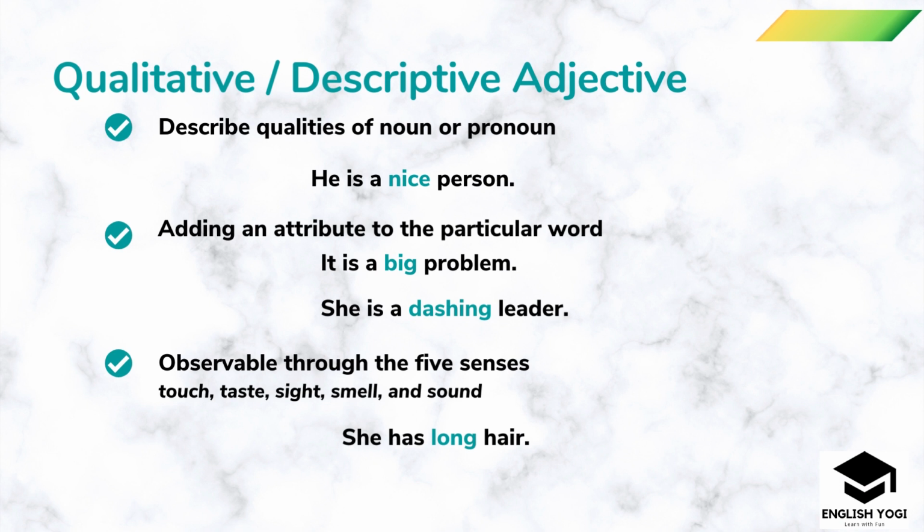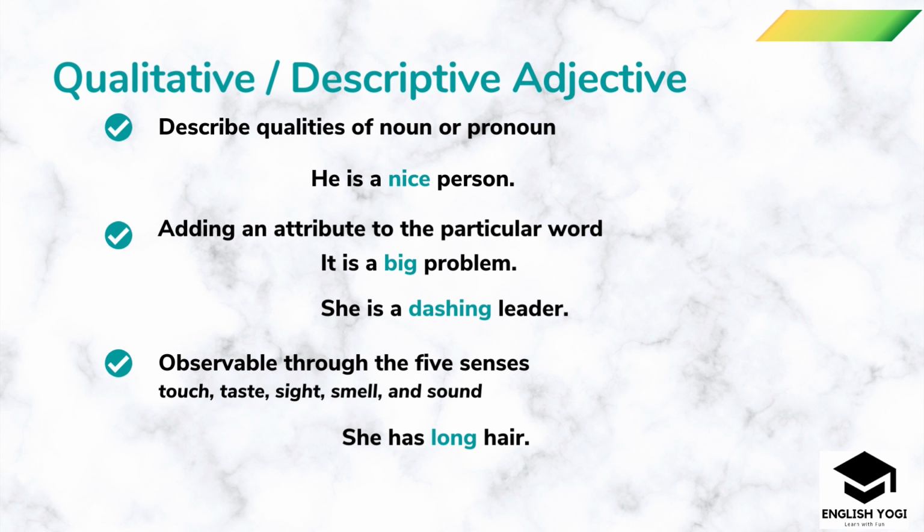The first type that we have to discuss is qualitative, or in another word, descriptive adjective. If you find out the meaning of descriptive, we can understand the meaning of this type. So what is the first basic rule that we have to understand? It describes the qualities of a noun, or we can say pronoun.